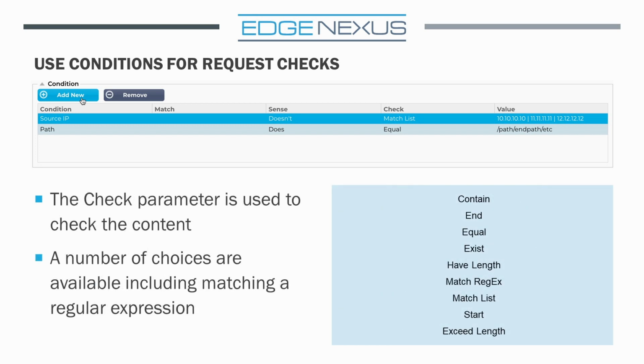The sense parameter provides a choice of does and doesn't. The check parameter provides a variety of methods with which to check against the value you specify in the value field. Several methods are available in the check drop-down menu, amongst which are contain, which checks whether the condition contains the contents in the value, end, which checks whether the condition ends with the contents in the value field, match regex, which checks to see if the condition matches the value obtained from the regular expression specified in the value field.